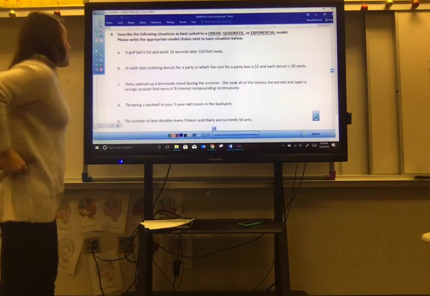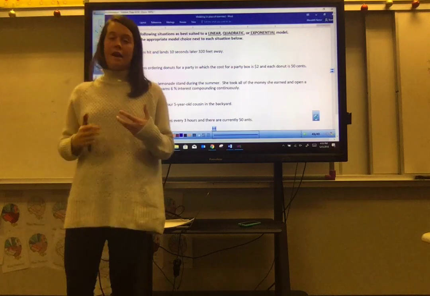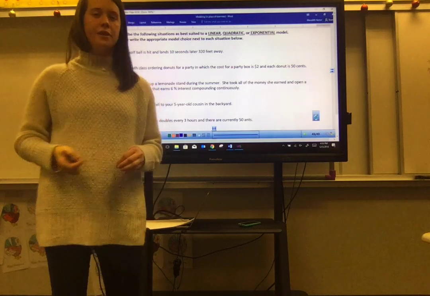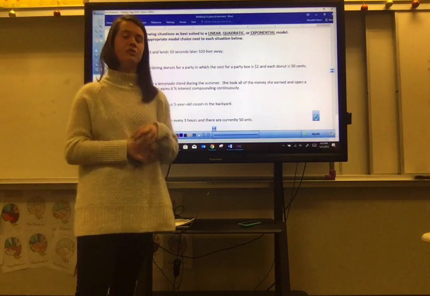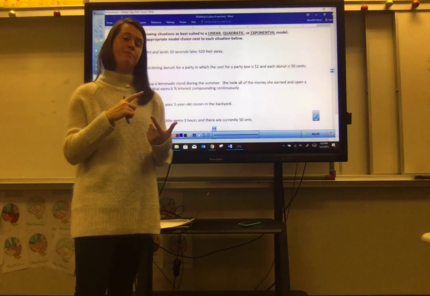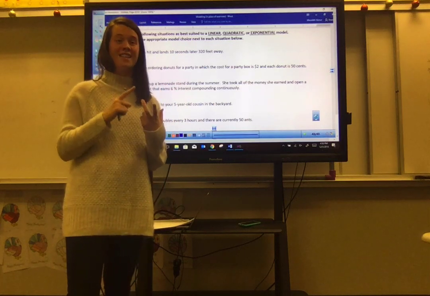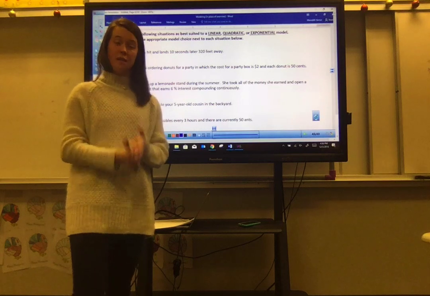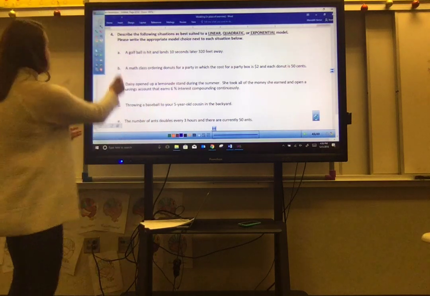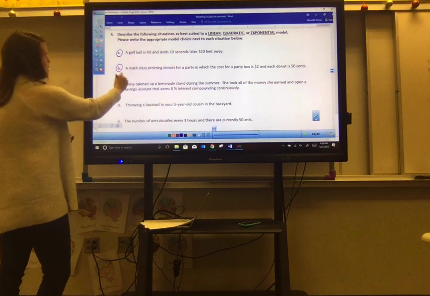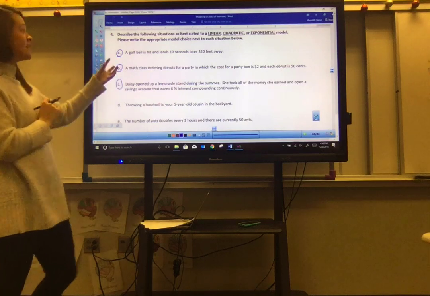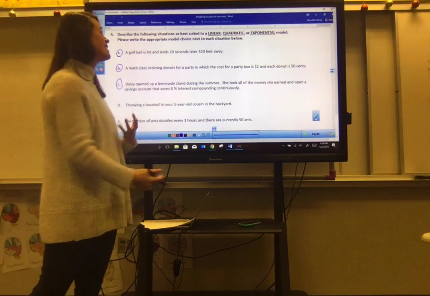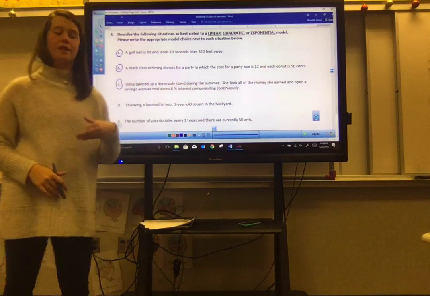So now another way to go about this is just kind of thinking about it in terms of words. If I didn't give you a chart and I just gave you a sentence, could you tell me whether that was going to be modeled by a linear function, a quadratic function, or an exponential function? So we're going to start by looking at A, B, and C today. A says that a golf ball is hit and lands 10 seconds later 320 feet away.